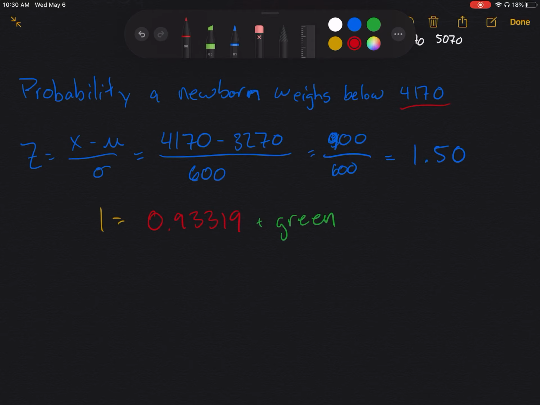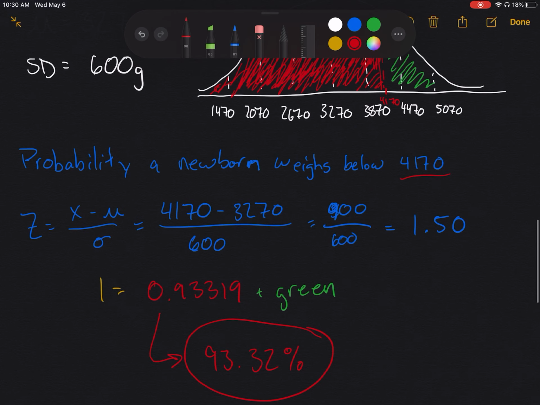0.93319. That's a probability, or we could write it as a percentage where we multiply by 100, which also just means you move the decimal to the right 2 places, which is 93.32%. So the chance that a baby weighs less than 4170 grams is 93.32%, right?